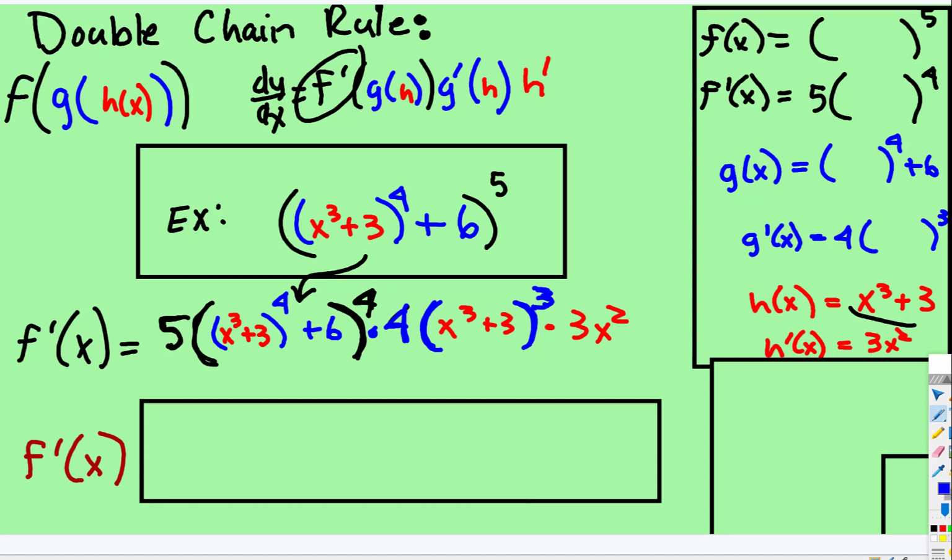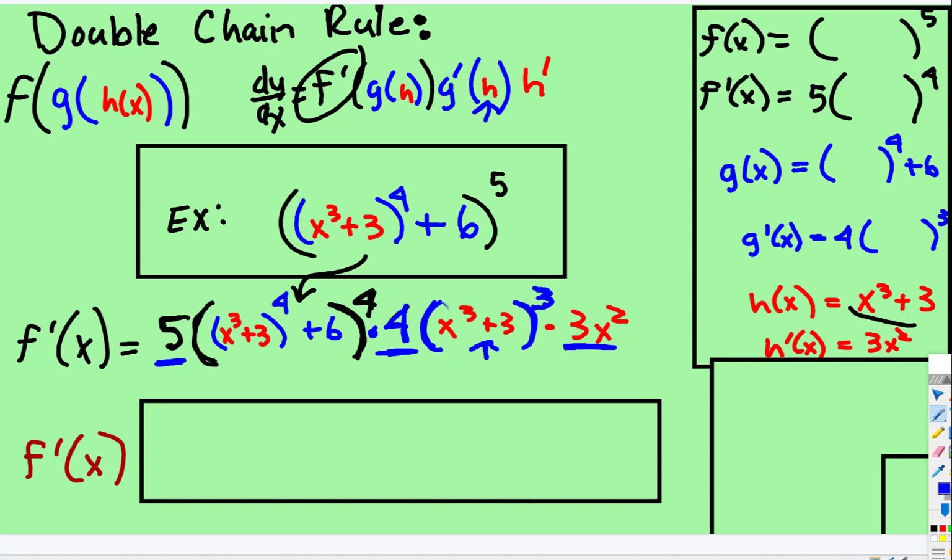That's it. And remember, we leave the h as it was. So we leave this x cubed plus 3 inside there. Then we multiply. The very last thing is we multiply that function by that very inside stuff. And the derivative of x cubed plus 3 was 3x squared. And then we simplify what we can. We can take 5 times 4 times 3x squared. 5 times 4 is 20. Times 3x squared is 60x squared.